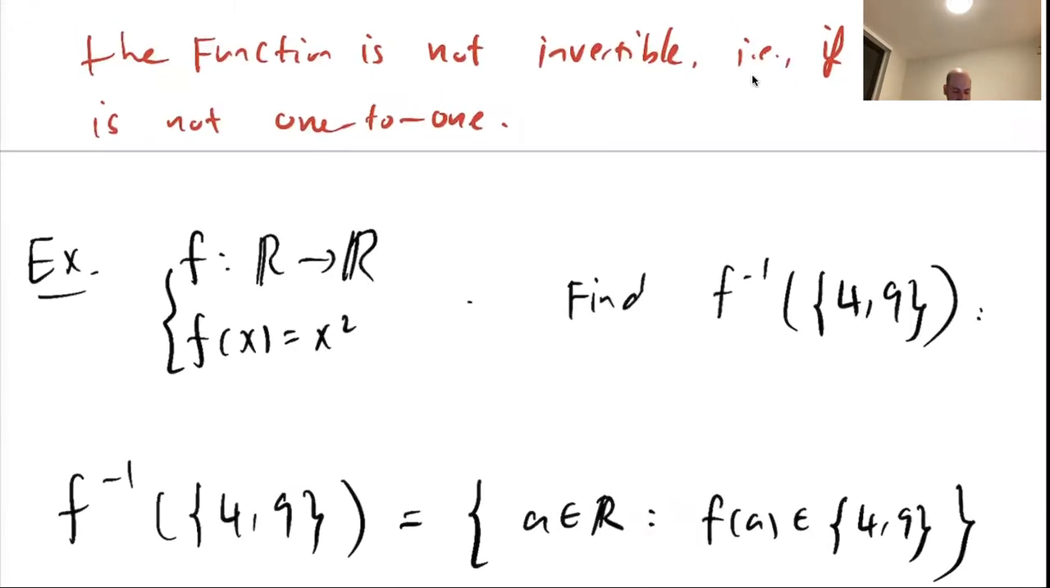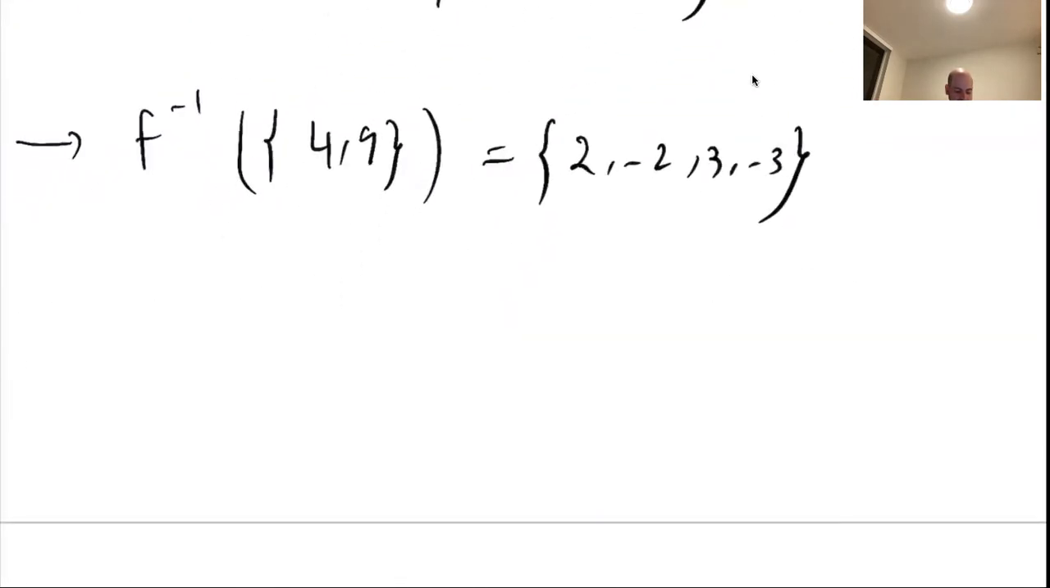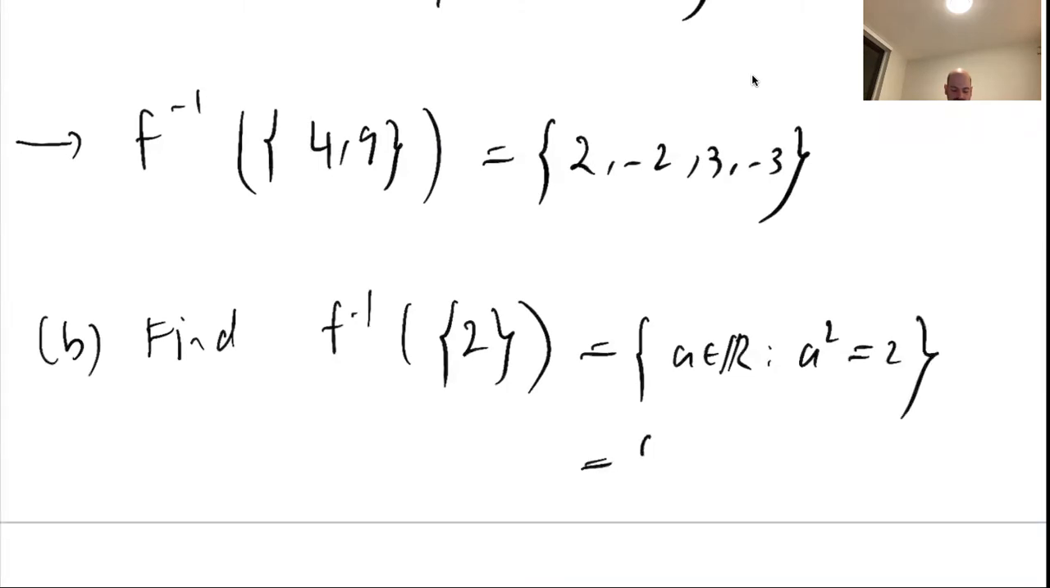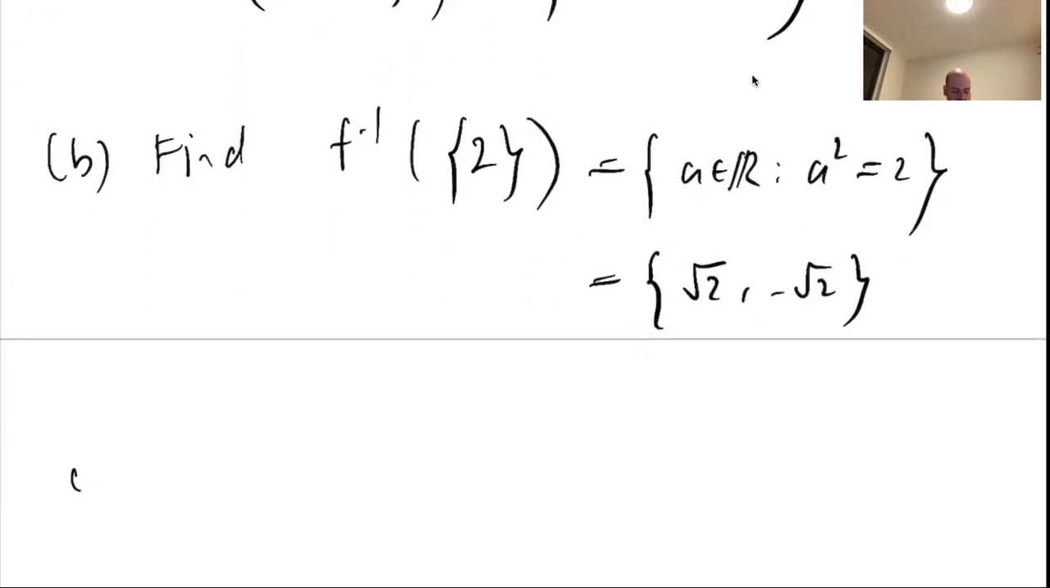So let's say this is part A. Now let's do part B. Find f inverse of, let's say, {2}. F inverse of {2} means the set of all elements a such that a squared belongs to {2}. A squared belongs to {2} means it's 2 itself. And which elements have a square equal to 2? Root 2 and minus root 2. C, find, let's say, f inverse of {-2}.